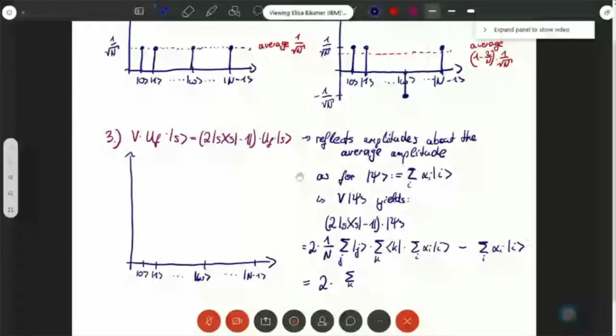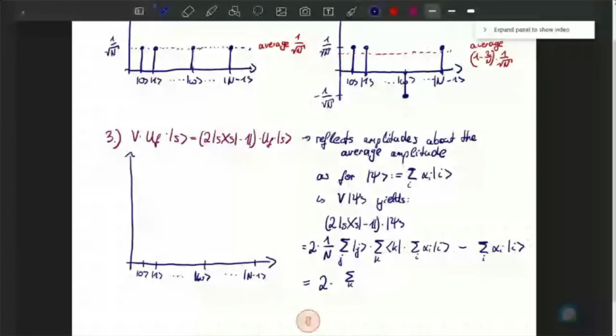We have the bra of K times the ket of I, which is the inner product of states that are, in general, all orthogonal, except for when K equals I. Whenever K is unequal to I, we have different basis states, so they're all orthogonal, and this inner product gives me 0. So in the end, I don't need to sum over all I, but the only I that gives me a non-zero term is the one where I equals K. In this case, I will get 1.